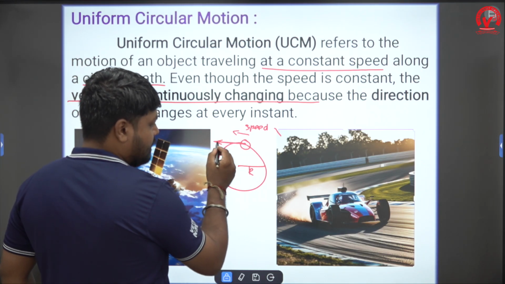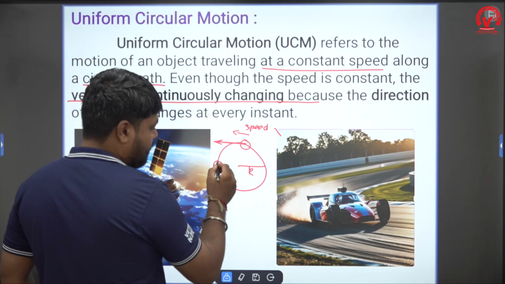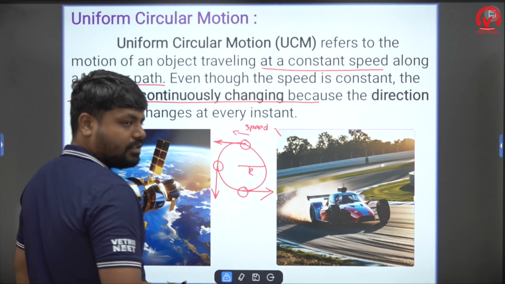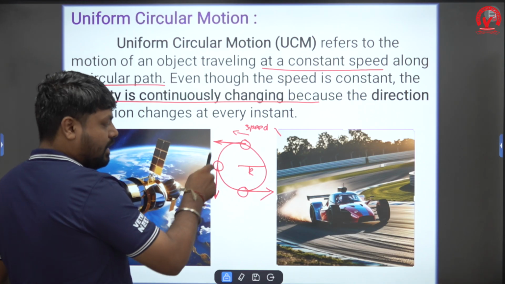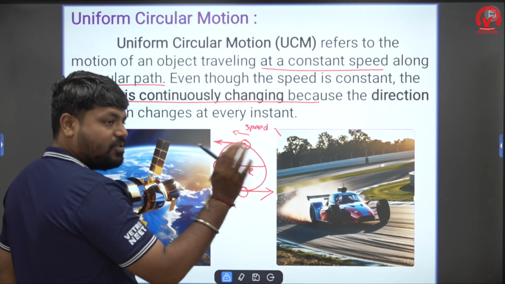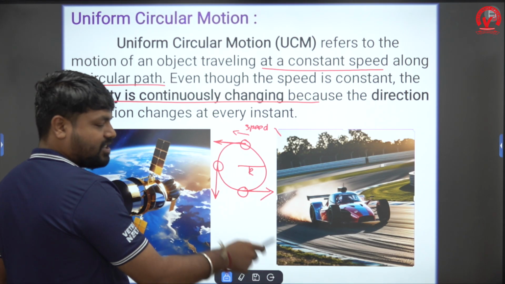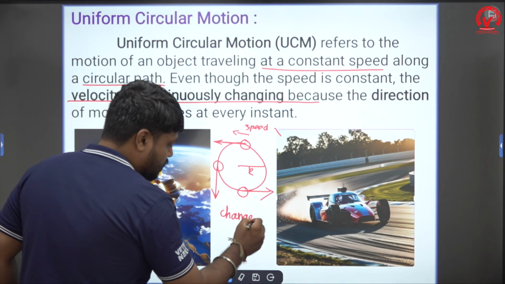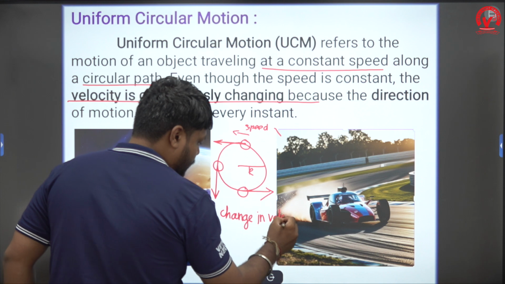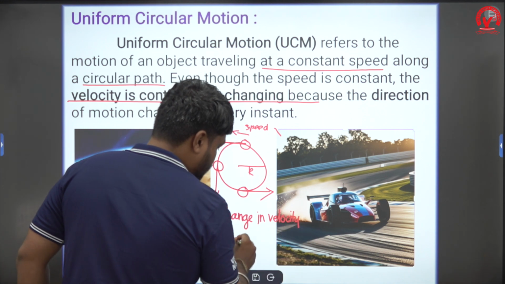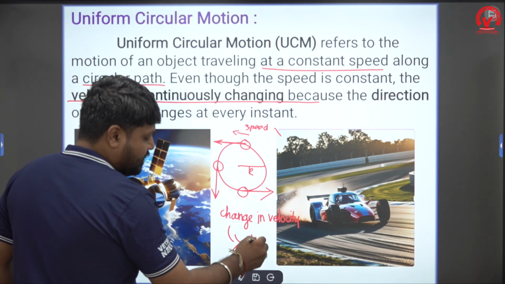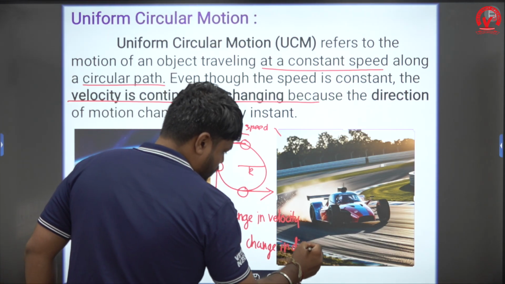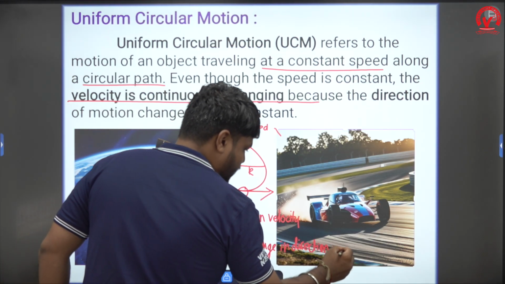Here the velocity is in this direction. When the body comes here, the velocity is in this direction. When the body comes here, the velocity becomes in this direction. The velocity keeps on changing because there is no change in magnitude but a change in direction. So the change in velocity occurs due to the change in direction. This change in direction will produce acceleration.